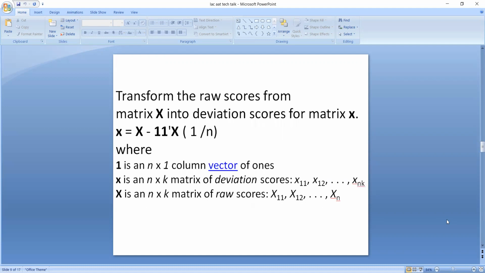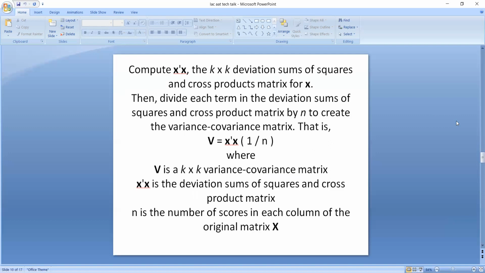Now transform the raw scores, and this is a column vector of ones, which was also explained before. Next, compute X dash X, the k by k deviation sums of squares and cross products matrix for X. After doing all this, divide each term in the deviation sums of squares and cross products matrix by n to create the variance covariance matrix.